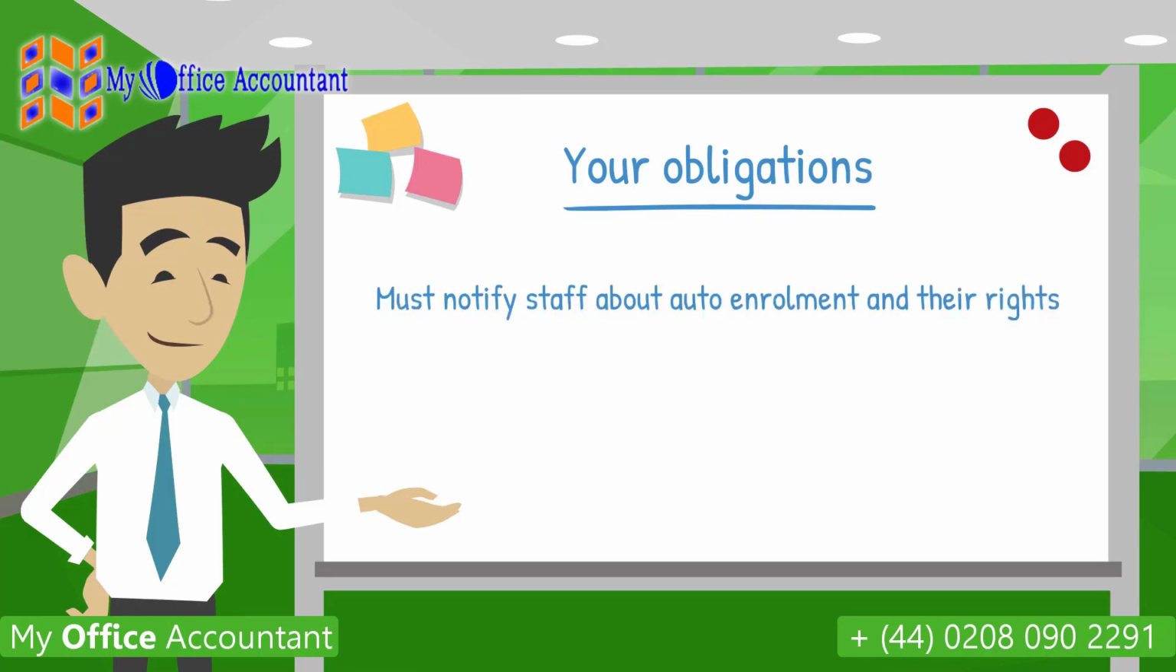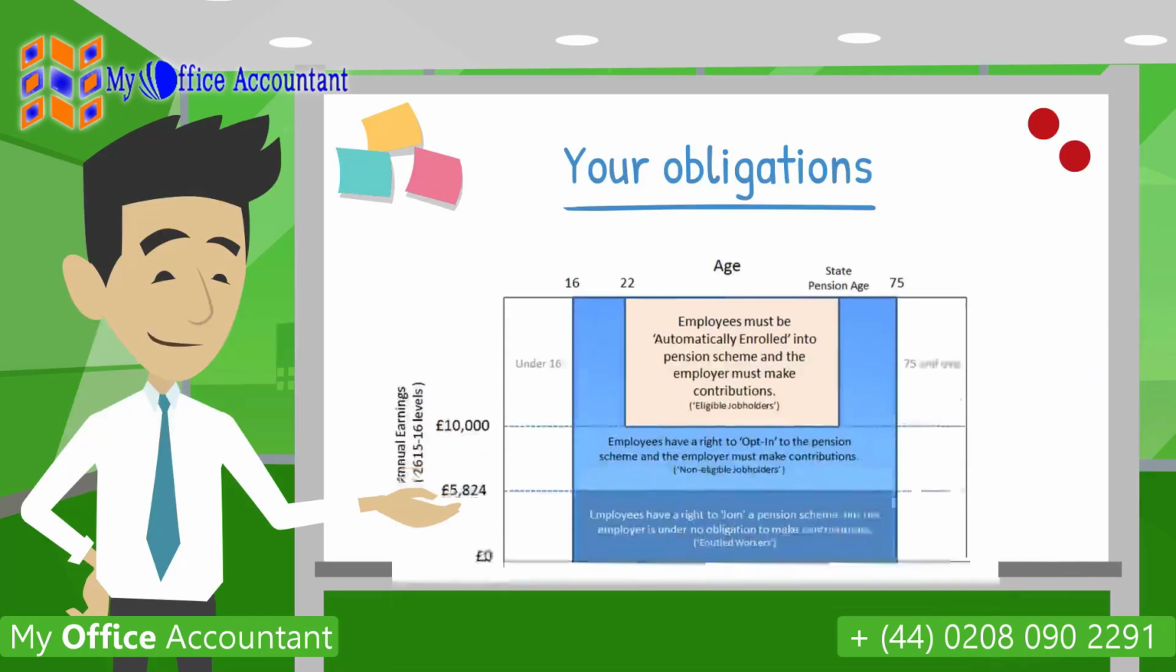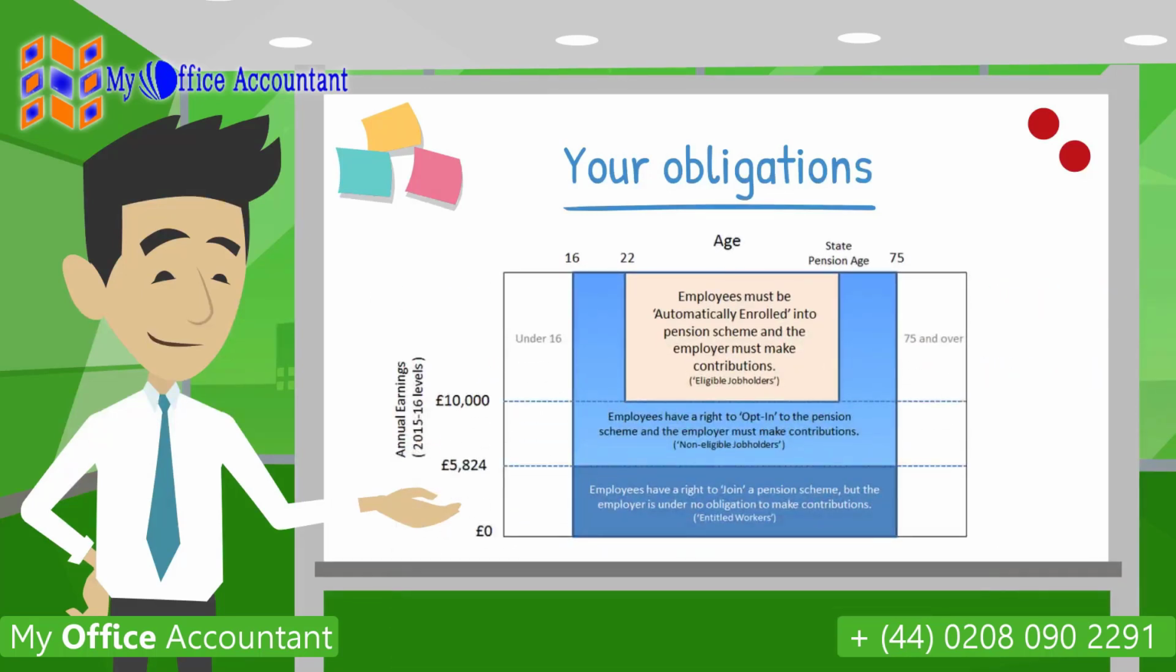Each employee has the right to opt out of the scheme within 6 weeks of enrolment, but they must be automatically re-enrolled every third anniversary of your staging date. This should be made clear to them so that contributions are not deducted. You must also continue to assess your employees' circumstances in case they cross age or earning thresholds that change their rights. They should then be notified of these changes.